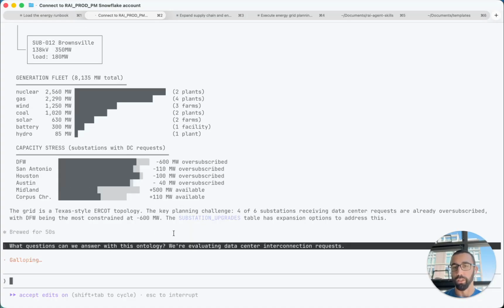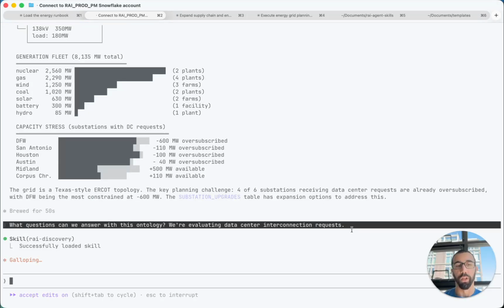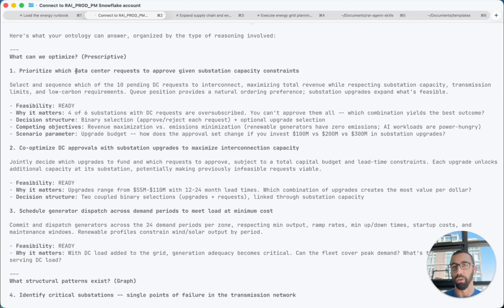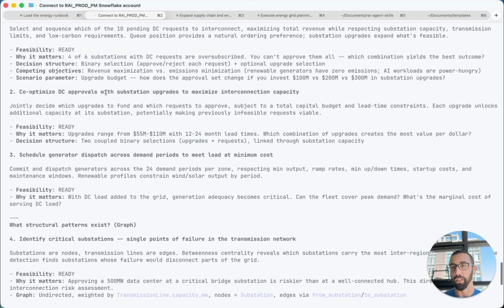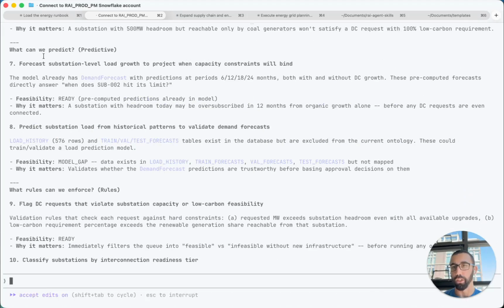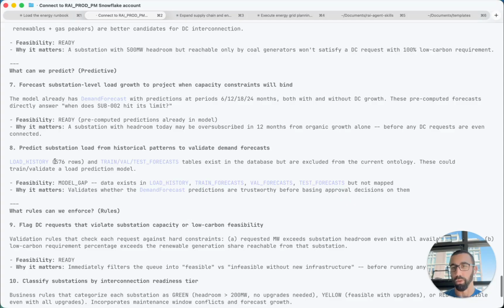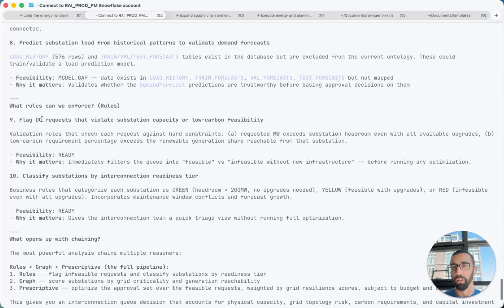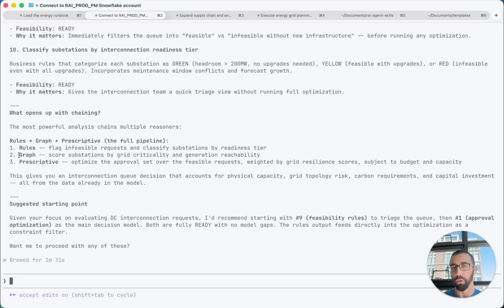What sorts of questions can we answer given the fact we're evaluating these data center interconnection results? So I'll look at the ontology and sort of ground our understanding, prioritizing data center requests to approve, given capacity constraints, scheduling problems, critical substations, grid resilience, predictions based on growth and load, enforce rules based on requests and graphs, scoring substations, and then prescriptive, which is optimizing the approval of the request subject to budget and capacity.